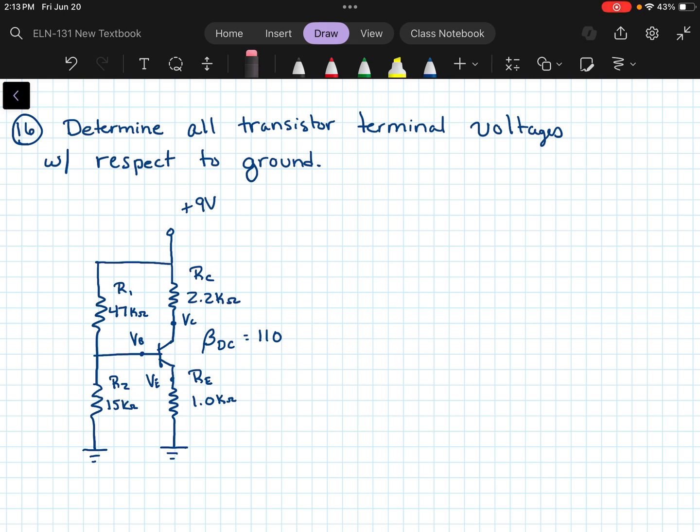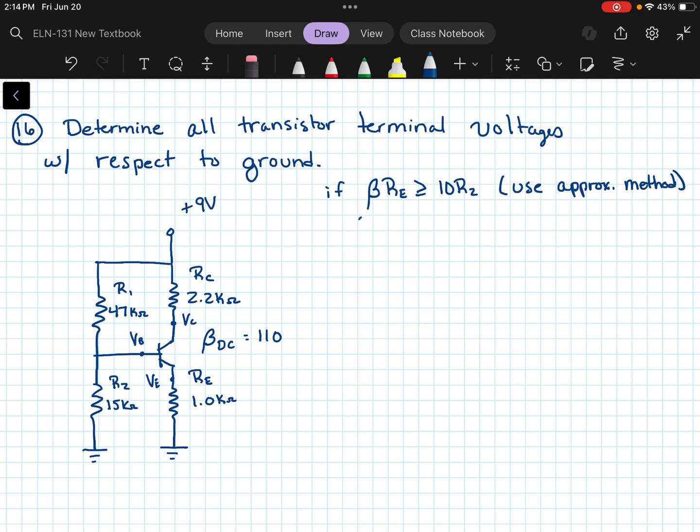Okay, so let's look at, first, we have a voltage divider bias. So what that tells me is that we can either use the approximate method or the exact method to come up with our VB. So we need to figure out which we can use. If the beta times RE is greater than or equal to 10 times R2, we can use the approximate method. And I'll show you that in just a minute.